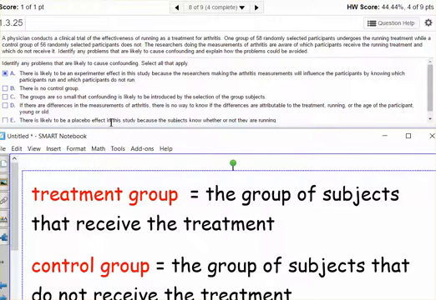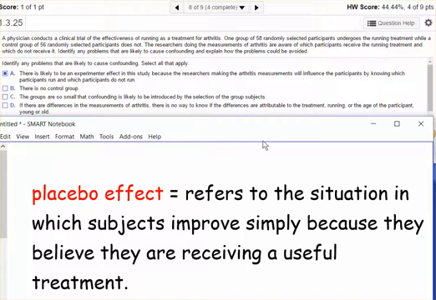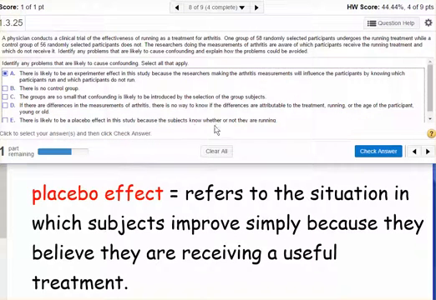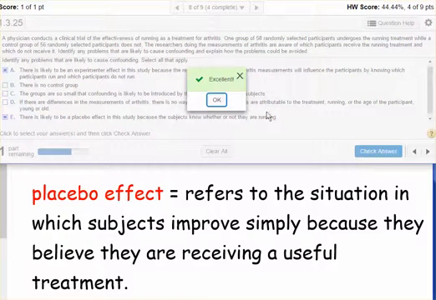And E, there is likely to be a placebo effect in this study because the subjects know whether or not they are running. So what is a placebo effect? Placebo effect refers to the situation in which subjects improve simply because they believe they're receiving a useful treatment. Well, how could there be a placebo effect here? Oh, wait a second. There is likely to be a placebo effect because the subjects know whether or not they are running. And since they know they're not running, they may not get better because they know they're not getting the treatment. So I'm going to choose that one. Let's see what happens. I was right. Great.